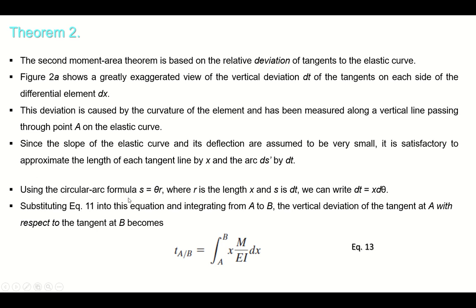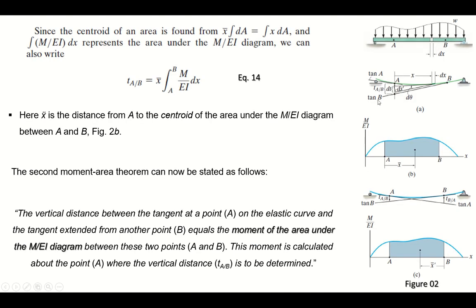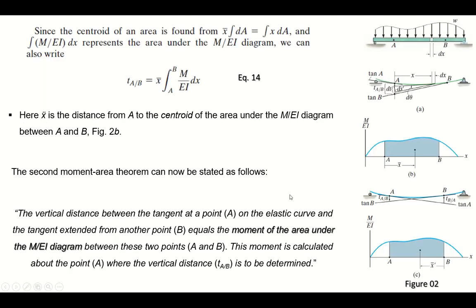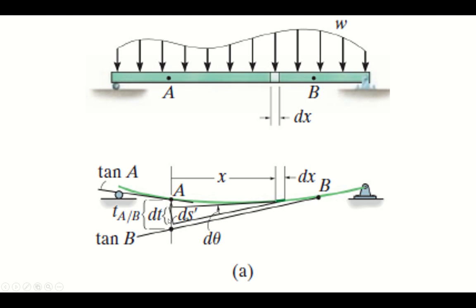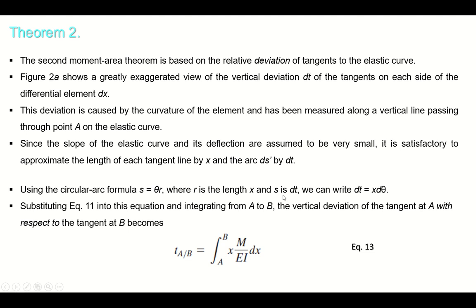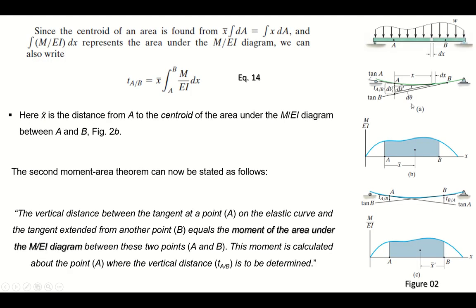Now let's see that using the circular arc formula, we note that S is equal to theta into R. So in our case, this R is x, right? The x is the distance from the center to the end of the arc. So x is our R in this case, and S is dt, as I explained here, right? So the vertical component is this dt. So we can write the equation S is equal to theta R in terms of dt. So dt is equal to x into d theta, right? So this is our equation of this small element.